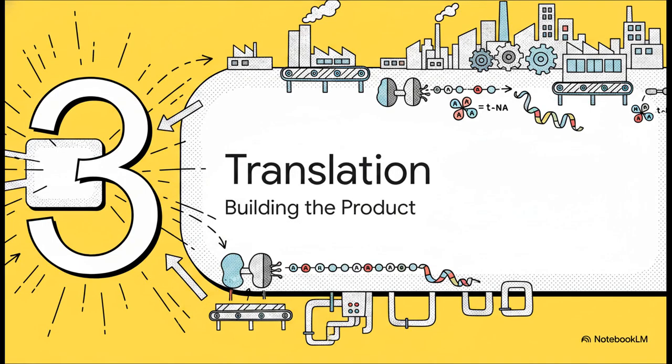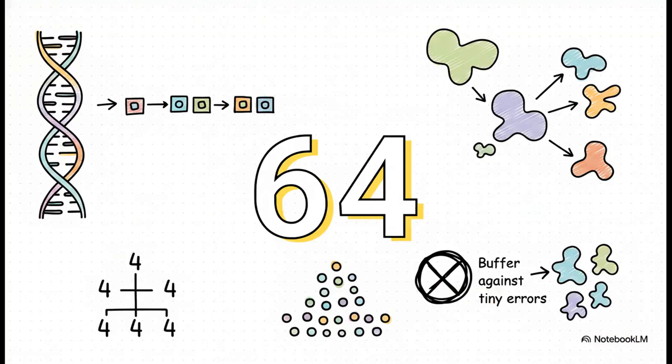All right, into section 3 we go, translation, building the product. Now that we've got our messenger RNA, let's follow those newly minted instructions out of the front office and right onto the bustling factory floor, which in the cell is the cytoplasm. Now, you might be wondering, how on earth do we translate the 4-letter chemical language of RNA into the language of proteins, which are built from 20 different amino acids?